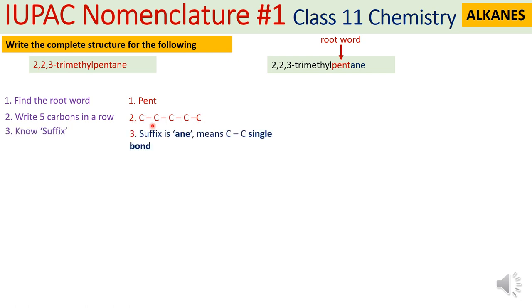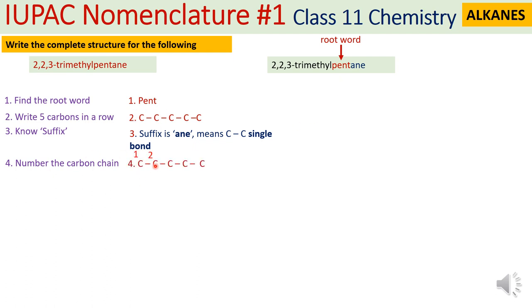After writing five carbon atoms, then know the suffix. Pent corresponds to the root word, and the root word corresponds to the basic skeleton, which has five carbon atoms. In between the carbons there has to be a small line, a dash, C dash C. This line indicates a single bond. The very basic essence while writing the structure is that when you write the carbons, you separate them by a line that indicates the single bond, the primary bond, which in alkanes is always between the carbon atoms. In other compounds it is with other elements. Since ane is the suffix, the C–C single bond has already been shown. So the root word has been accommodated and the suffix is also known, right?